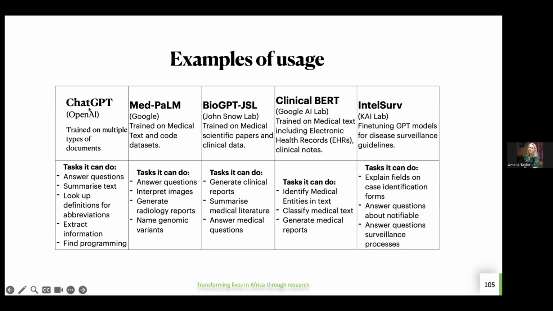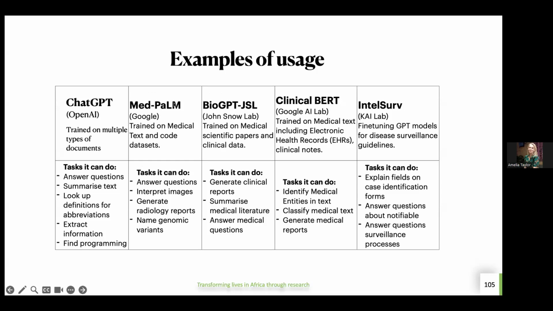So we have ChatGPT, and I think people are familiar with that. And this is trained on multiple types of documents, all sorts of documents. The tasks it can do: answer questions, summarize text, look up definitions, extract information. I think there's something missing there: find programming code for you, and so on.